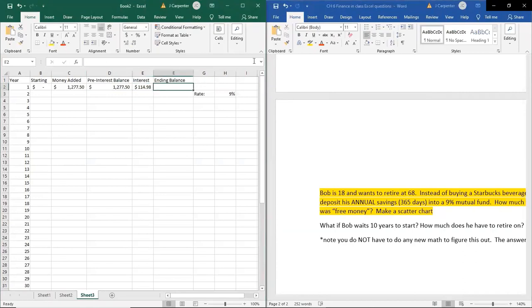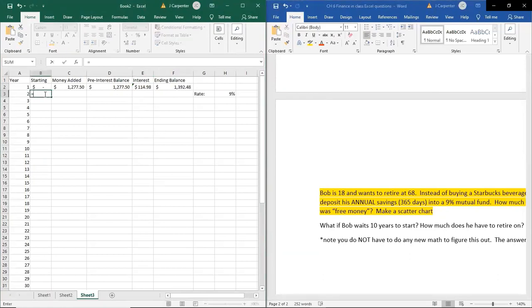Not bad. How about the ending balance? Well, that's the sum of what we had before interest and what we had after. So equals this one plus this one. So now we got almost 1,400 bucks. Oh, well, whoop-de-doo. Now you might see this little green thing right here. That's Excel saying, is that exactly what you meant to do? And yes, it was. So you're just going to have to ignore that little green corner arrow, triangle thing.